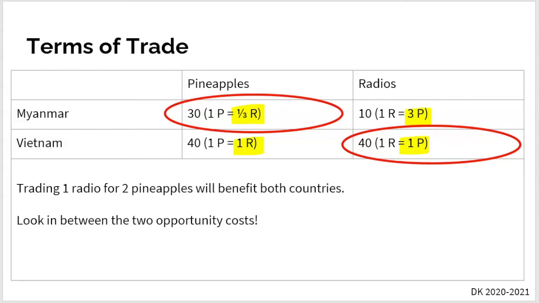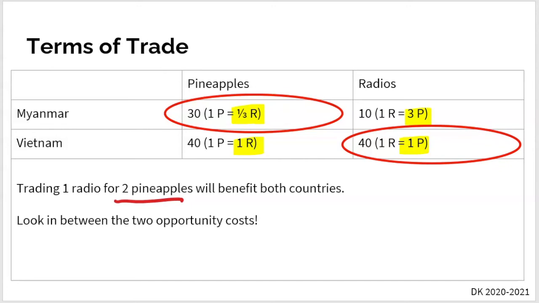Before we even get to terms of trade, Myanmar should only be producing pineapples and Vietnam should only be producing radios. But the problem is that both countries want what the other country is producing. Myanmar doesn't only want pineapples, they also want radios. Vietnam doesn't only want radios, they also want pineapples. So what is an acceptable terms of trade? Well, if you read ahead, you see 1 radio for 2 pineapples is an acceptable term of trade.